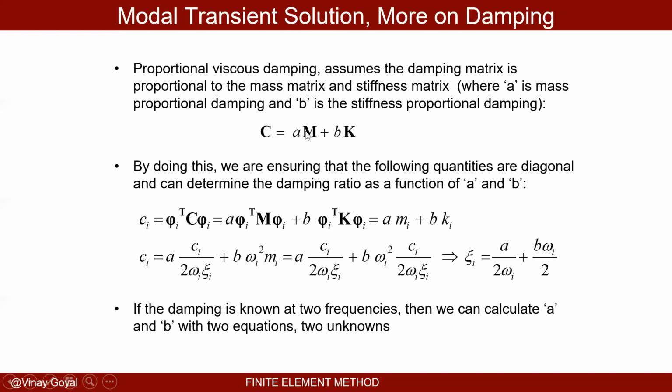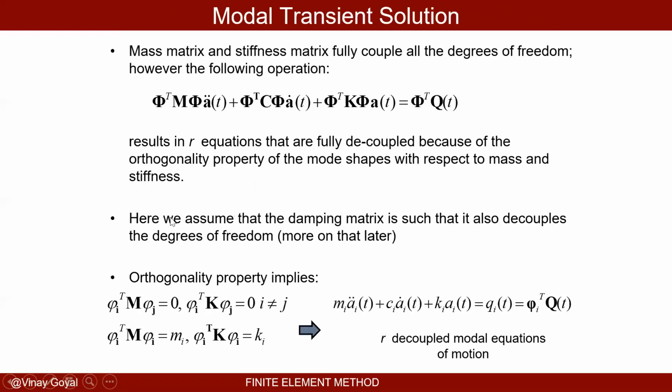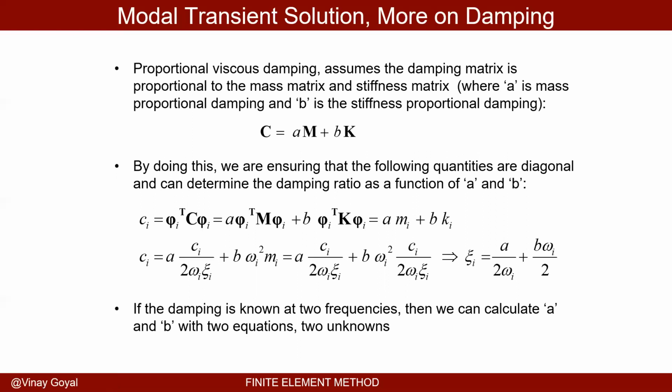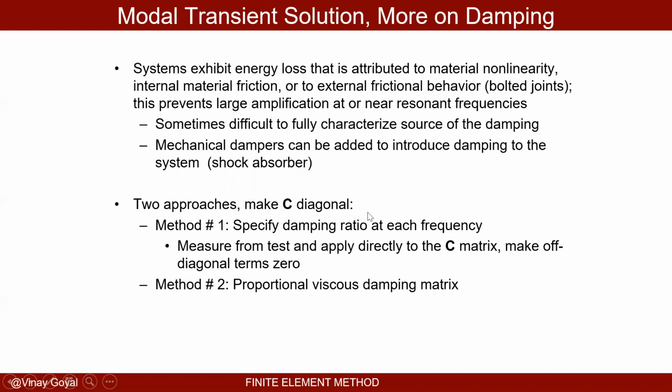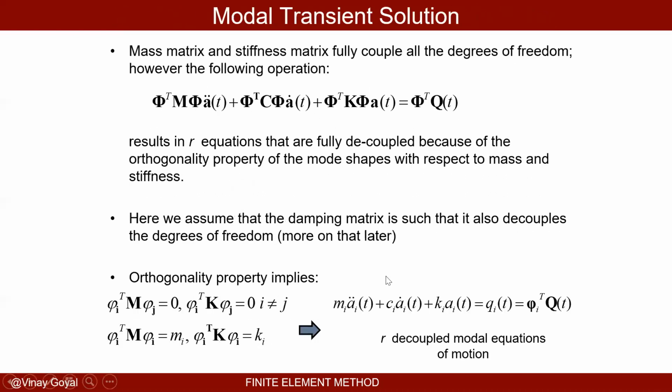By doing this, we're already assuring that the following quantities are diagonal and can be determined. Why? Let's look at this. This is what I did in this operation, right? We did this operation here. But by making C bold proportional to M bold and K bold, if I did that operation, I'm doing it for each of these also. But I already showed you that this becomes diagonal, and so it works out nicely, and I get a M_i plus b K_i. In other words, I'm able to find what C_i is in terms of a M_i and K_i.